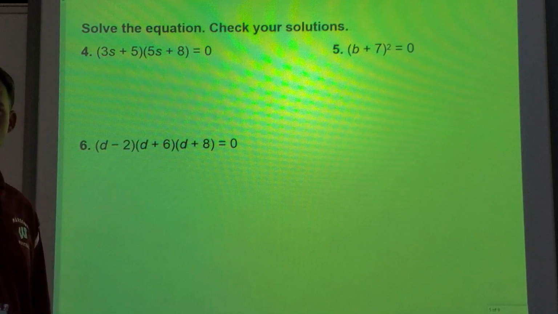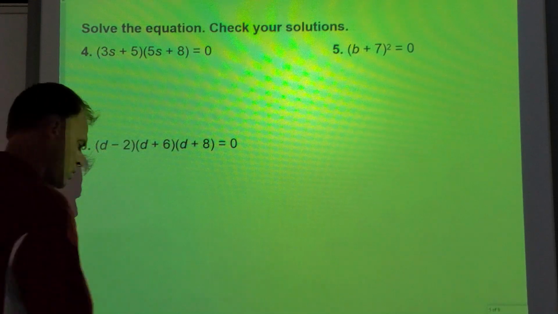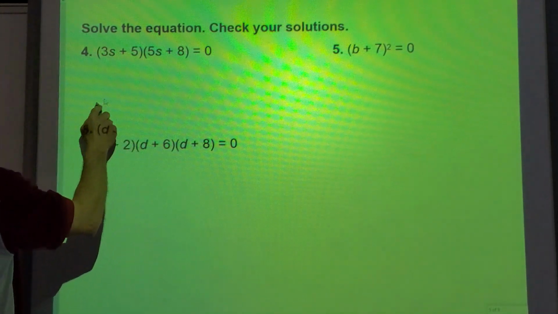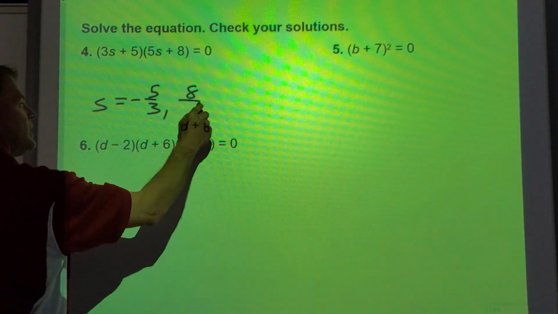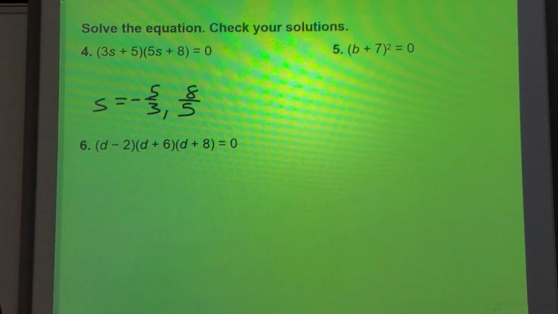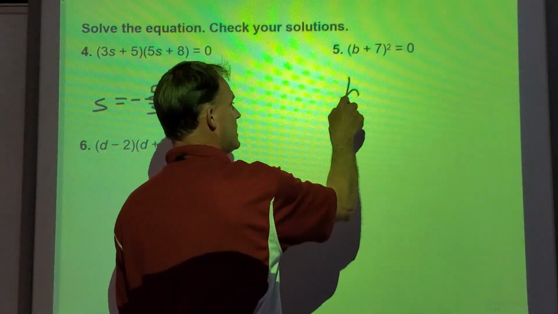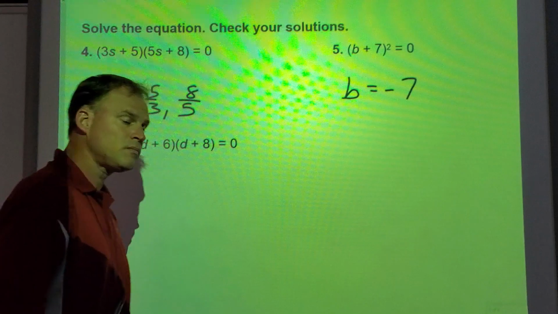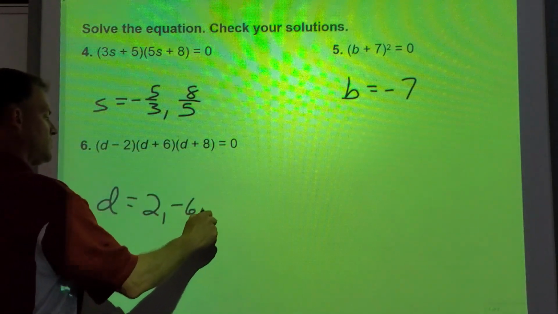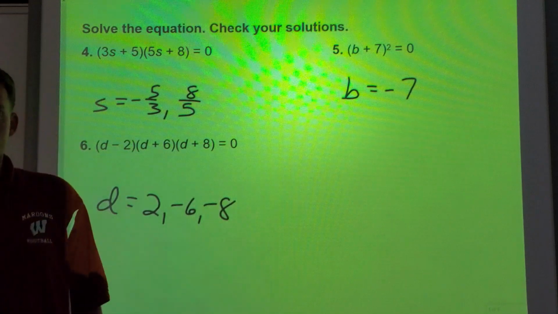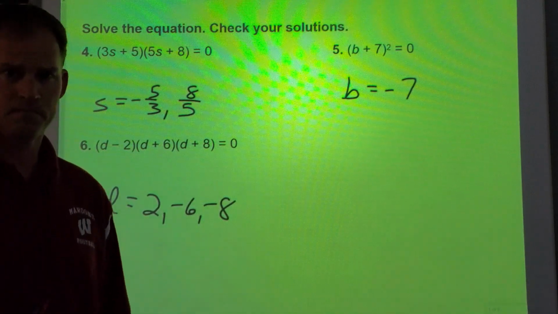Do these 3 on your own. So this one, S is -5/3 and 8/5. Those are your 2 answers. Over here, I get -7. And here I get D equals 2, -6, and -8. Questions on those 3 answers?